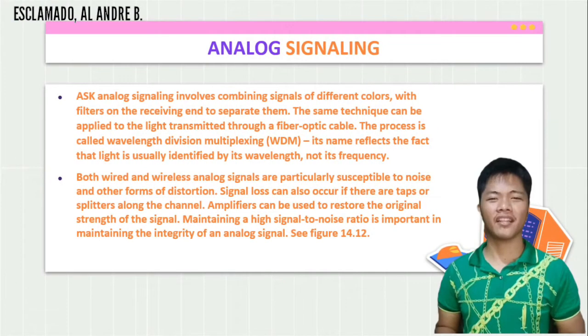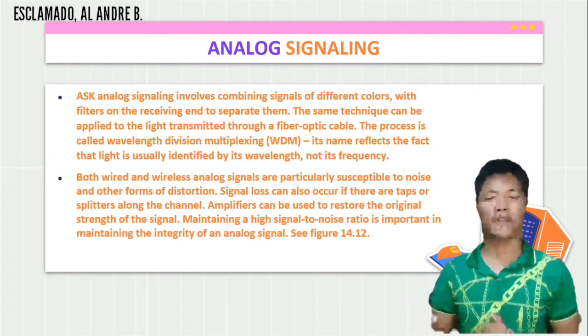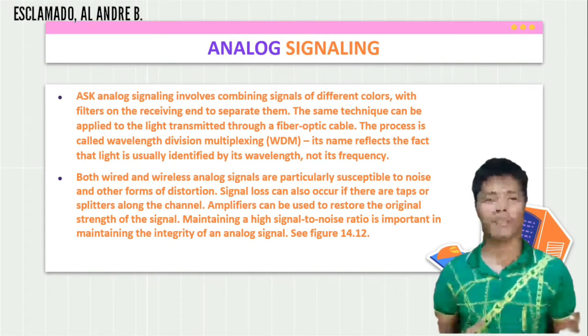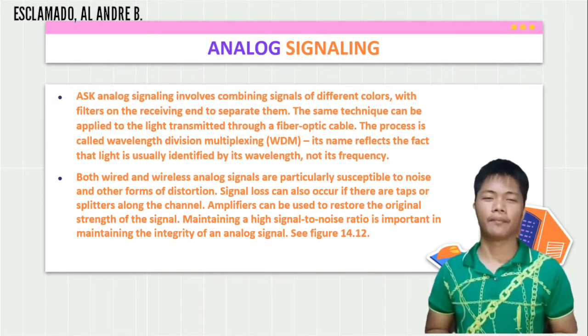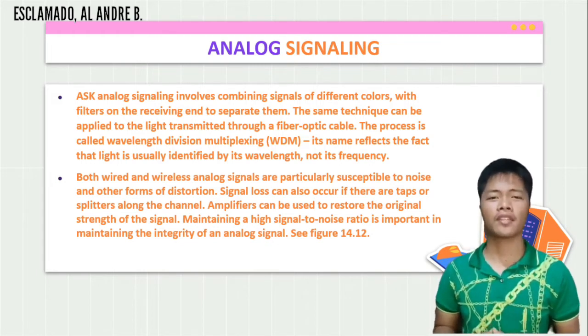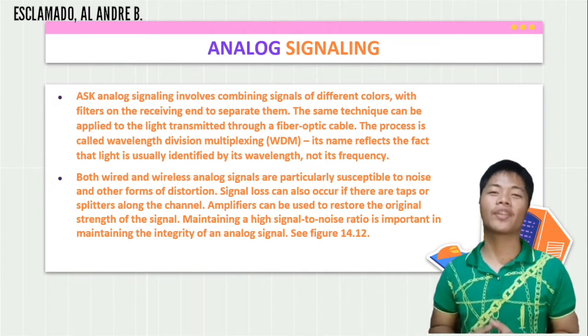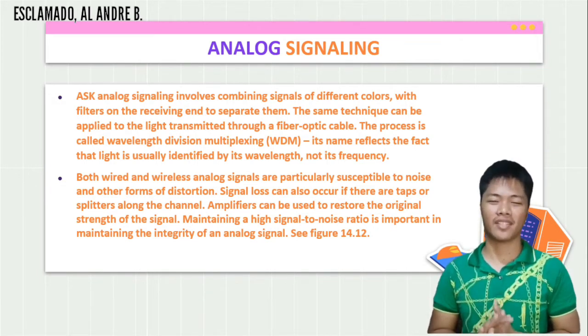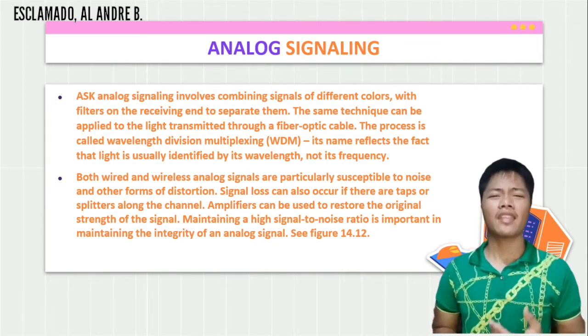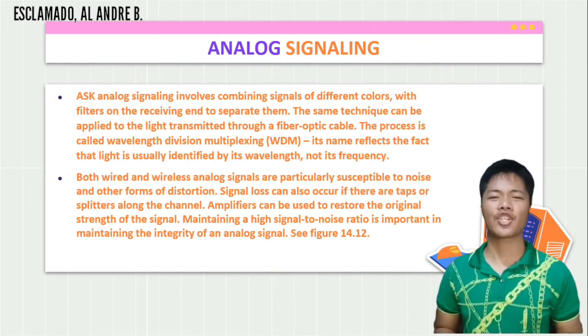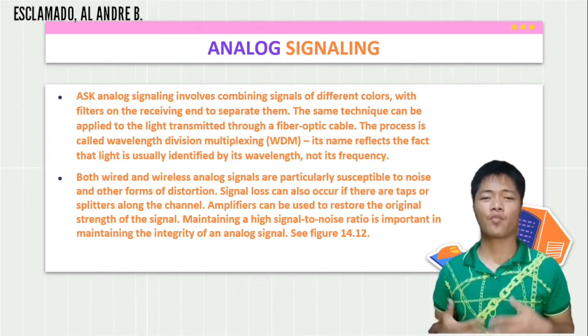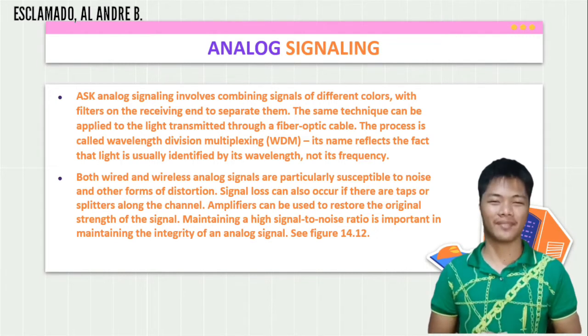ASK analog signaling involves combining signals of different colors, with filters on the receiving end to separate them. The same technique can be applied to the light transmitted through a fiber optic cable. The process is called wavelength division multiplexing or WDM. Its name reflects the fact that light is usually identified by its wavelength, not its frequency.